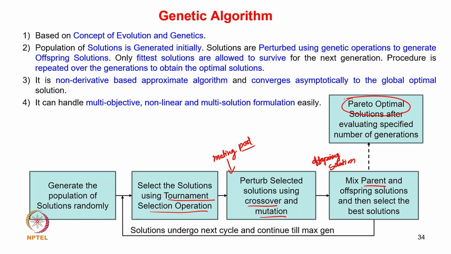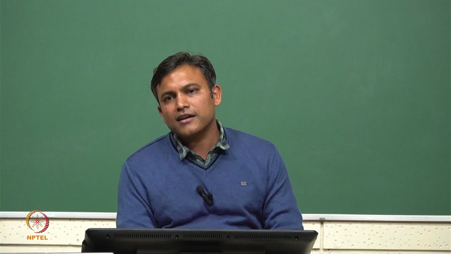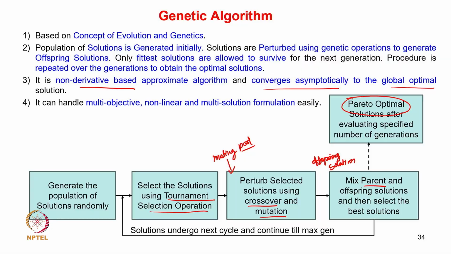So this particular method is based on a population of solutions. These methods do not require derivatives, so they are derivative free, and they converge asymptotically to the global optimum solution. Methods like genetic algorithm, particle swarm, simulated annealing, even gravitational search, all these metaheuristic algorithms can handle multi-objective, non-linear and multi-solution formulations easily. So these are the advantages.